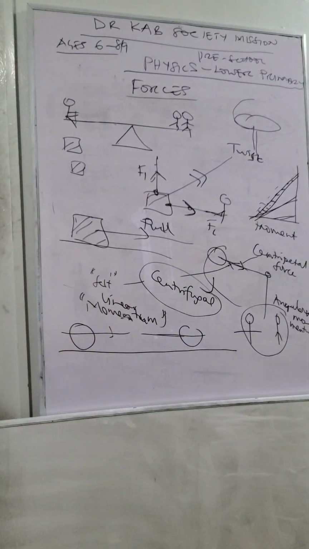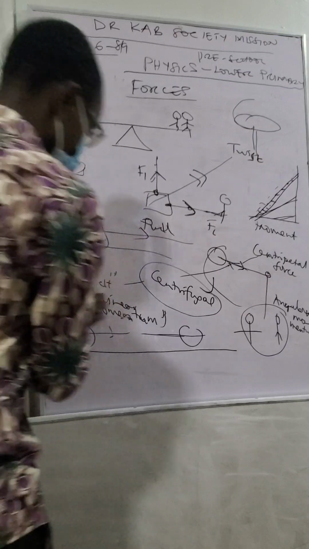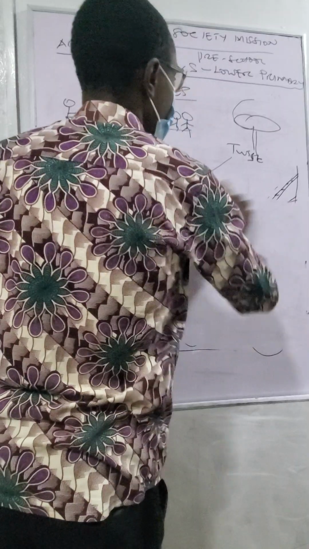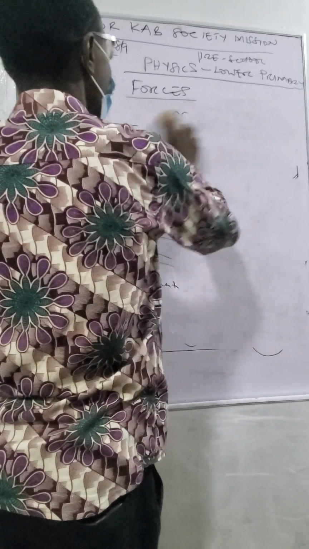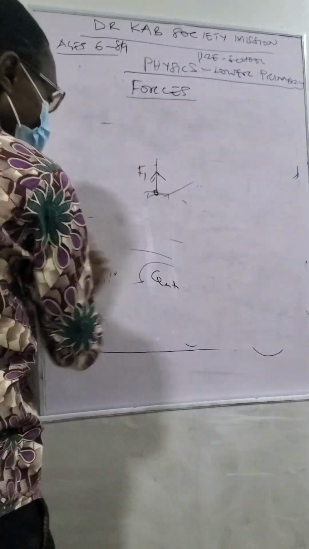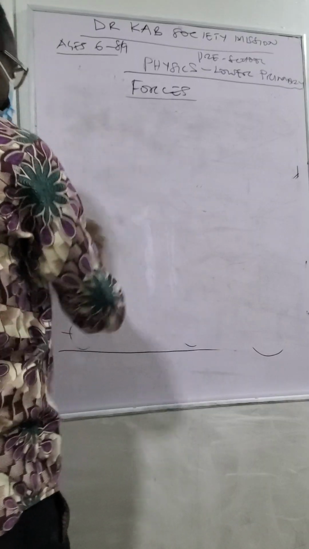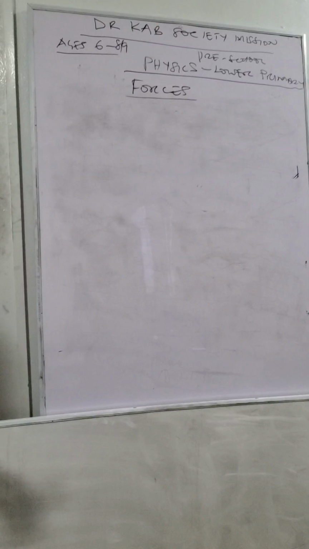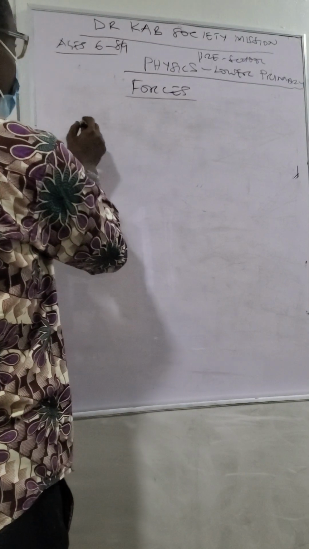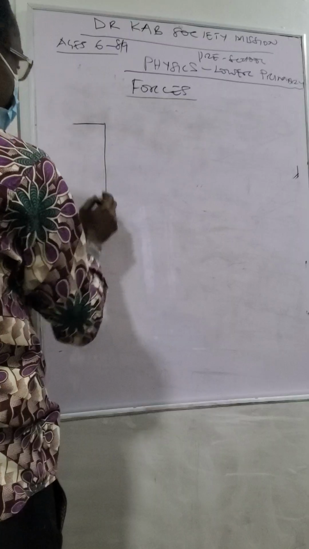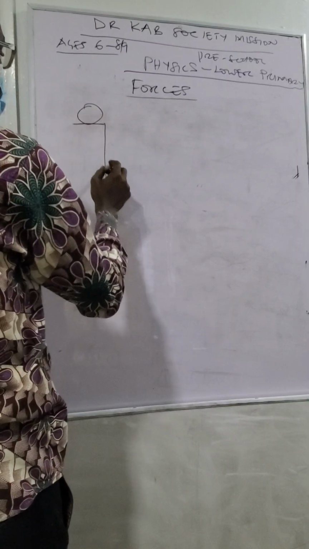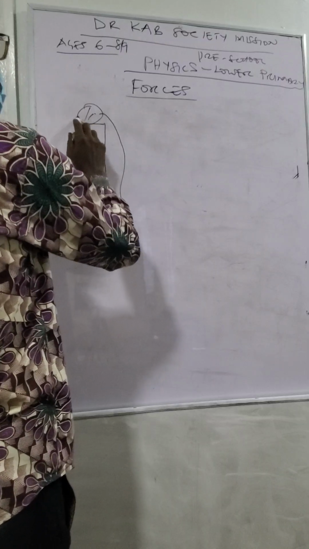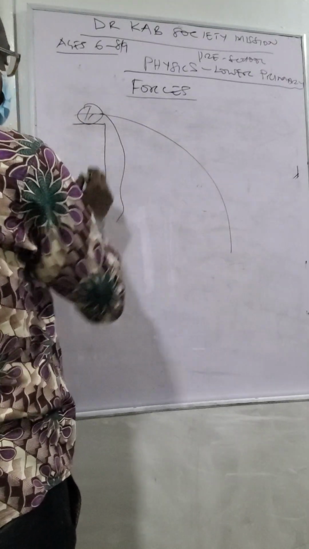Then you can also let them try the force of gravity kind of thing. Let them try. So these are ways of getting them to understand what they will be taught in future. The next one you can look at is something like this, a ball here. You roll it over, then force. You can also push it so that it goes in a pathway like that.